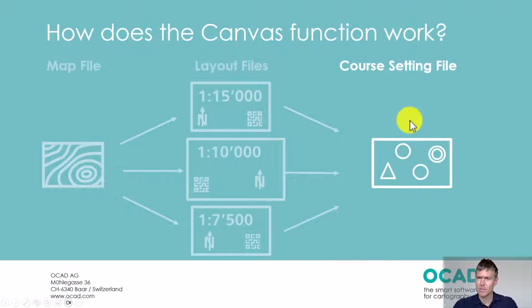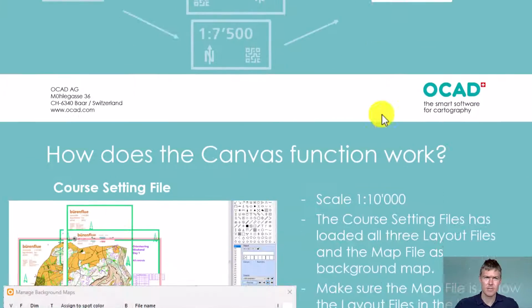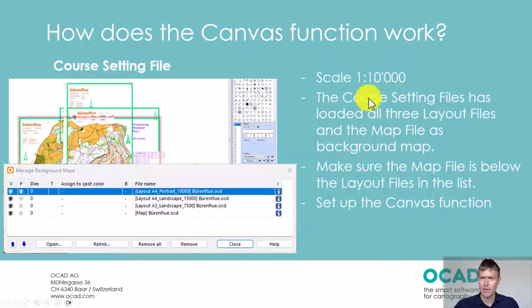Last but not least, the course setting file. The course setting file has also scale 1 to 10,000 as the map file and the layout files. And the course setting file has now loaded all 3 layout files and the map file as background map. And you have to make sure that the map file is below the layout files in the list.